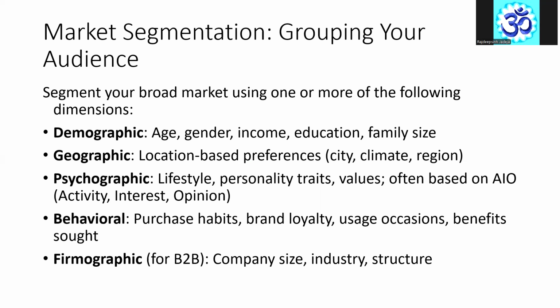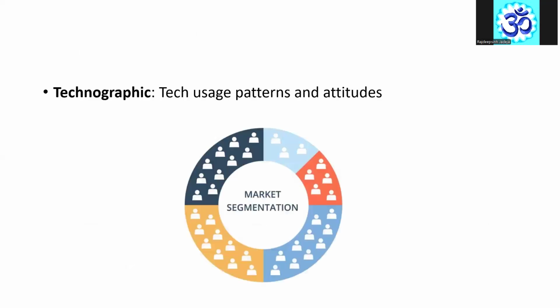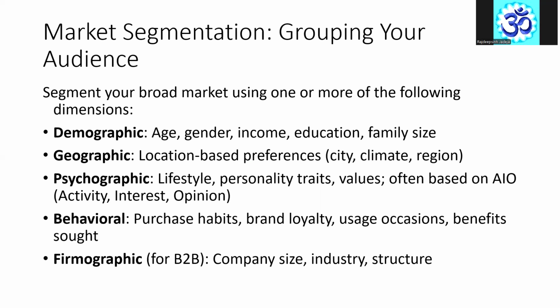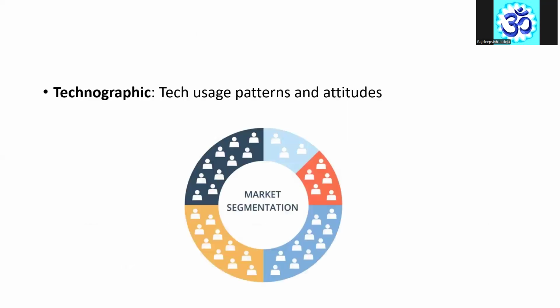Then there is firmographic, that is for B2B, that means business to business. So what is the company size, what is the industry in which the company is running, what is the infrastructure of the company. And the last one is technographic, tech usage patterns and attitudes. So you need to segment your market on the basis of these dimensions. It could be demographic, geographic, psychographic, behavioral, firmographic, or technographic.